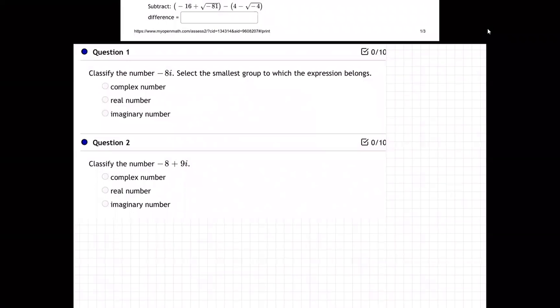Okay, so on these problems, they're asking us to classify. They get this example and this example, and they want us to classify. What is a complex number, a real number, an imaginary number? What are those categories? Well, let me give you some information on that.